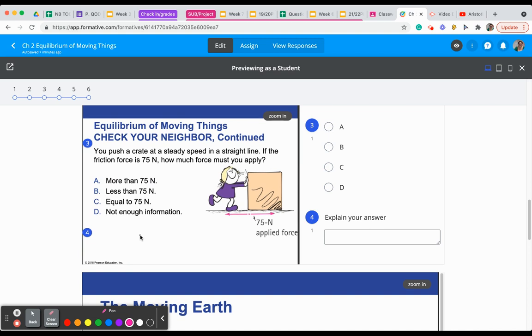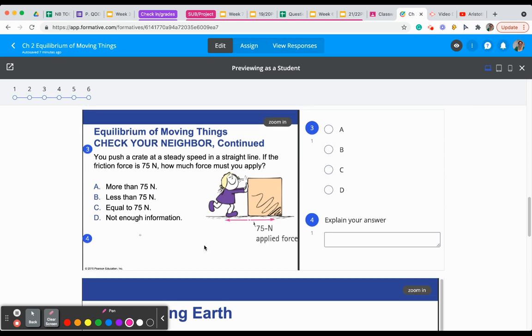All right, next question check. Equilibrium of moving things. You push a crate at a steady speed in a straight line. If the friction force is 75 newtons, how much force must you apply? If you recall from our force and motion lab, we had the little stick figure guy and he would have to push the skateboard or the crate. Anytime he pushed to the right and there was friction, there was a friction force to the left. This brings us back to the whole concept of balanced and unbalanced forces.